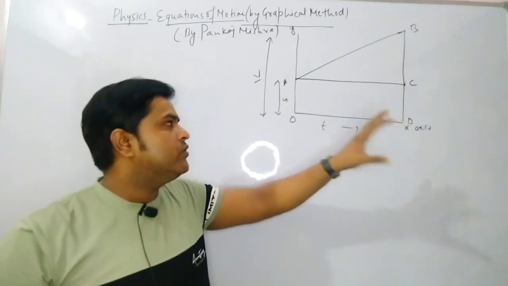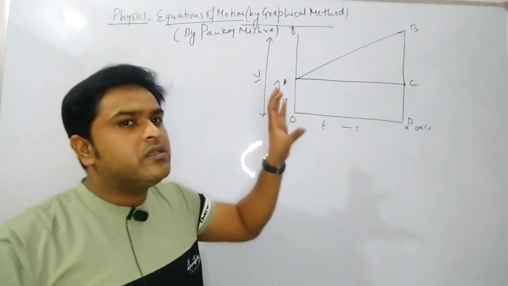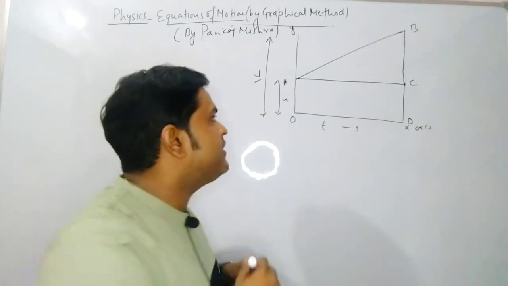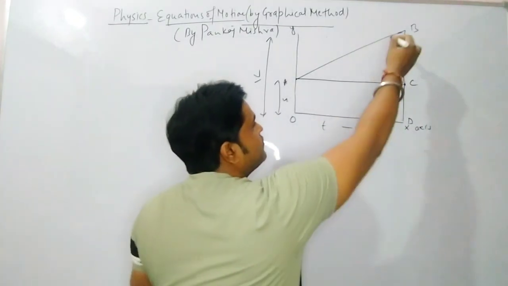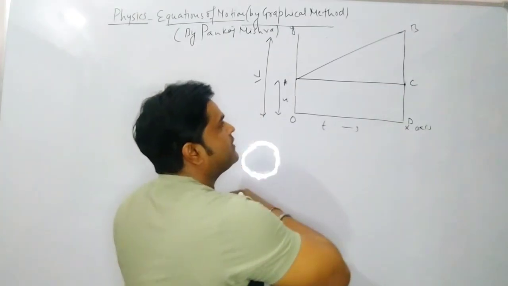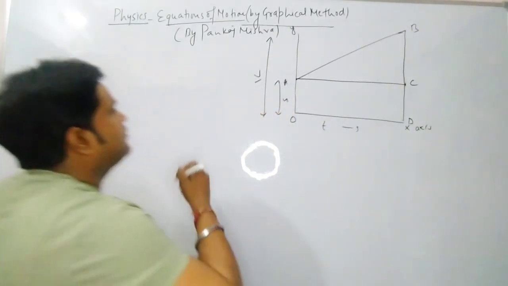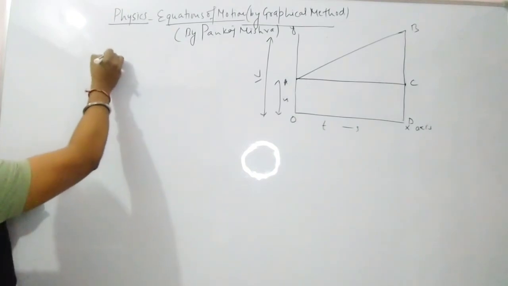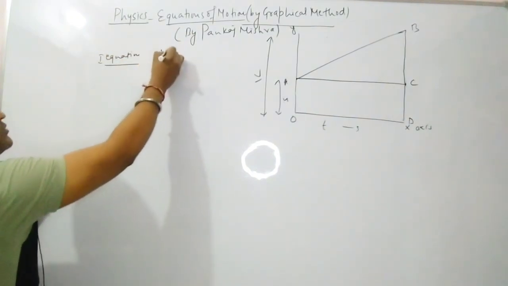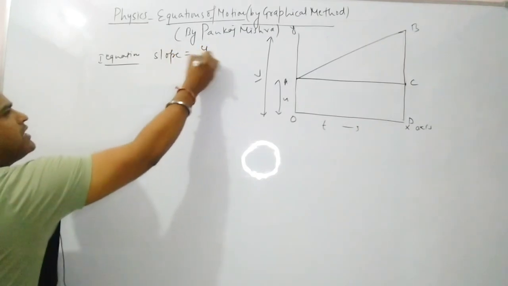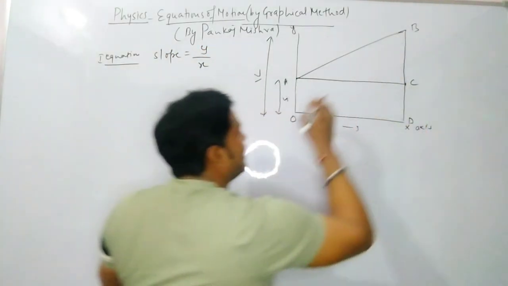How are we going to derive the equation? We will find out the slope for the first thing. If you see the slope, you will come to know that this is BC. So for the first equation, we will find out the slope. Slope is nothing but y upon x. So what is y in this case?